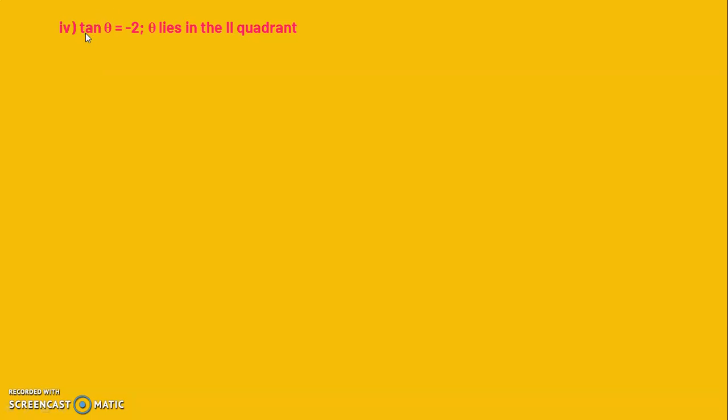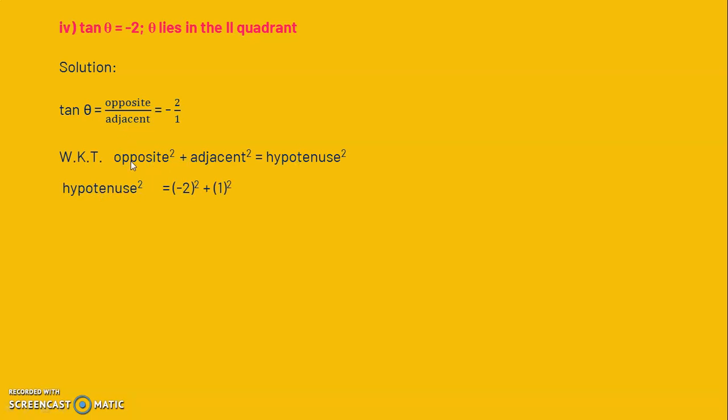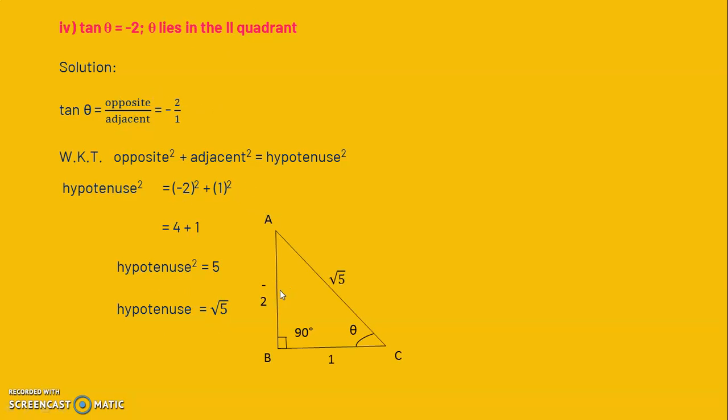So next problem will be tan theta is minus 2, where theta lies in the second quadrant. So that tan theta is your opposite by adjacent, so minus 2 by 1. So you can find out your hypotenuse by using Pythagoras theorem here. So hypotenuse square is opposite square plus adjacent square. So your minus 2 square plus 1 square, and 4 plus 1, your answer will be 5. So that you can write your hypotenuse as square root of 5. Okay. So you can make a note on the triangle, that is your hypotenuse is root 5, your adjacent is 1, and your opposite is 2.